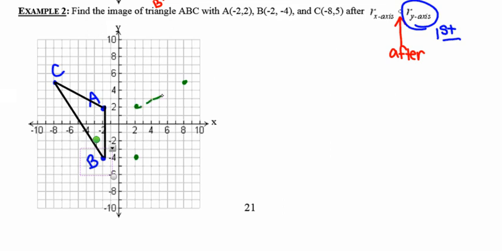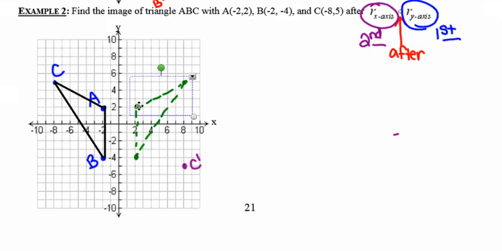So again, this is my little ghost triangle, which is what I get as a result of reflecting triangle ABC in the y-axis. But that's only the first part of my composition. Now I've got to do the second part, which is that reflection in the x-axis. So C is going to map down here across the x-axis to 8, -5. And that's where my C prime ends up.